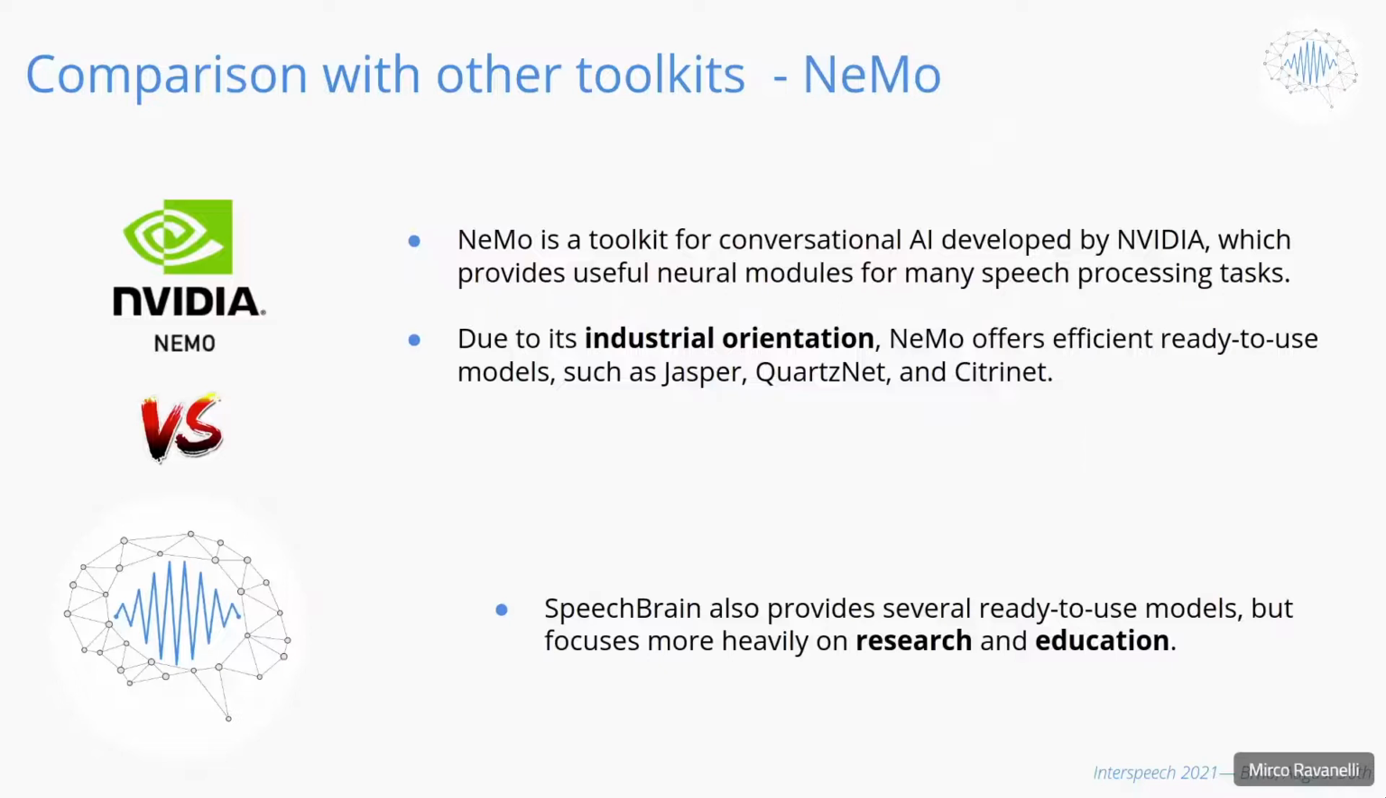Another very valuable toolkit, really very Pythonic, is NeMo from NVIDIA. NeMo has an industrial orientation, where you have efficient, ready-to-use models such as Jasper, QuartzNet, and CitriNet. SpeechBrain also has many ready-to-use models, but is more focused on research and education.